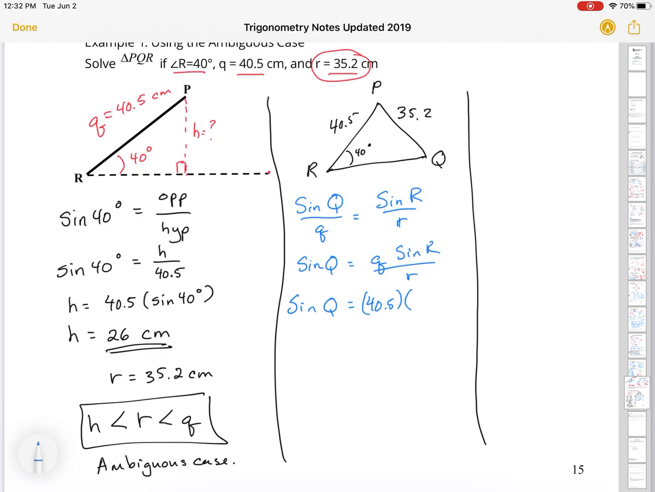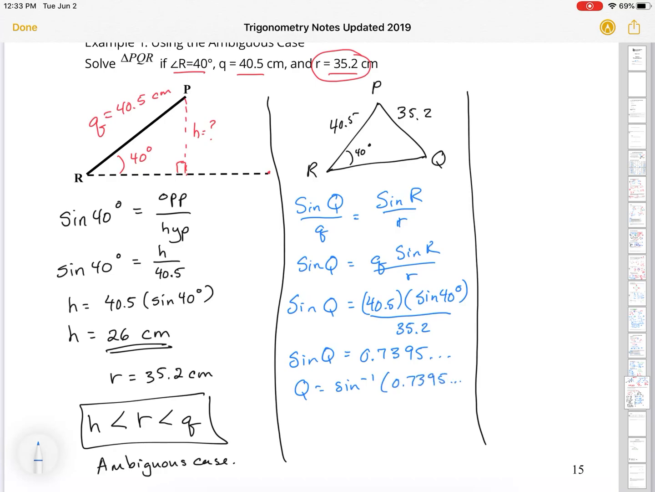So 40.5 times sine of 40 degrees all over 35.2. Sine of Q equals, let me just figure that out. 40.5 times sine 40 divided by 35.2 is 0.7395.